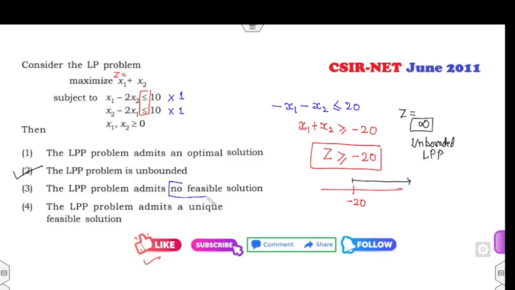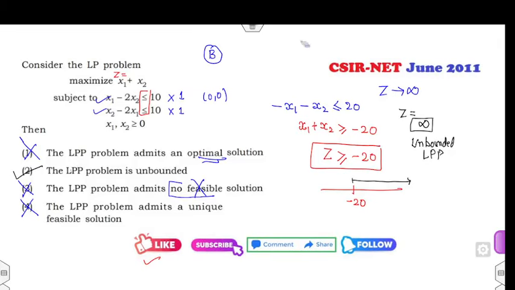It said no feasible solution. That's wrong because clearly (0,0) satisfies both the constraints. This option is cancelled. Admits the unique optimal solution or admits the optimal solution: there is no optimal solution because the value of z is infinite. So the right answer is B.